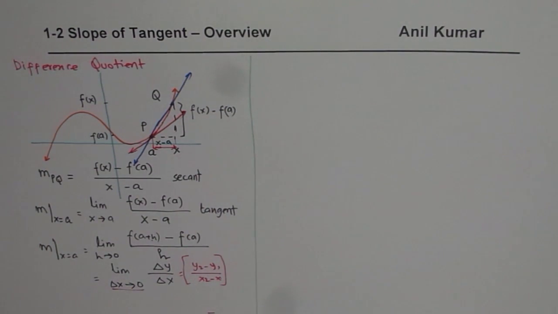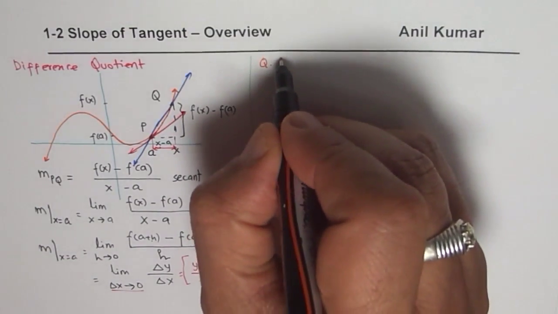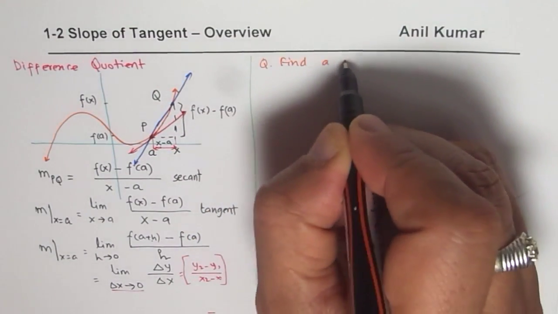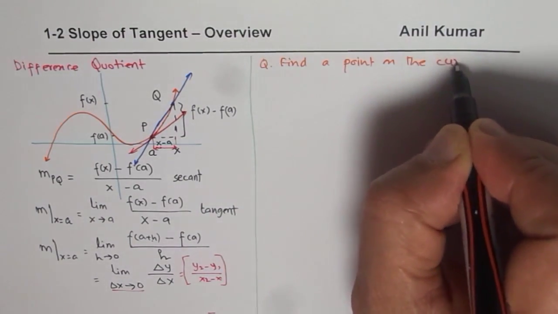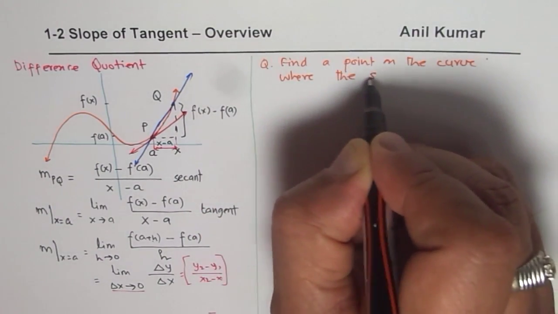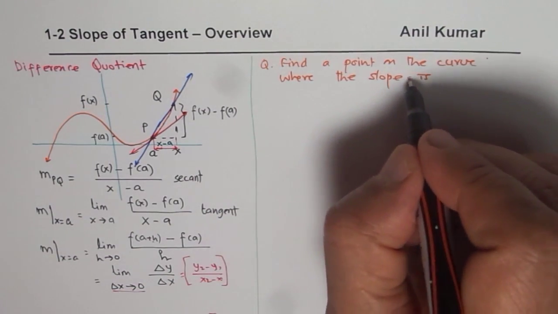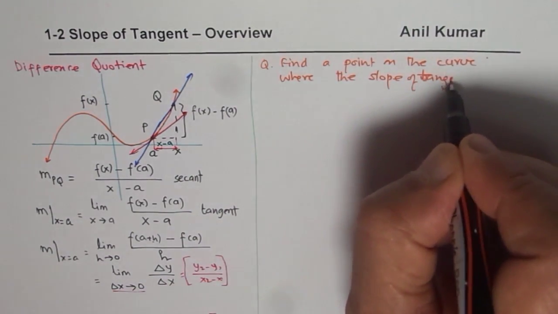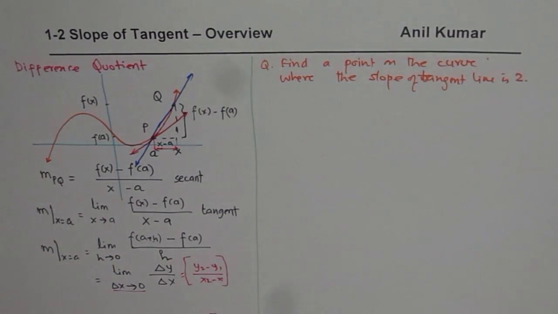At times you might get a question which says find a point on the curve. Let me write down the question here for you. We have to find a point on the curve where the slope of the tangent line is 2, let's say. So we have to find a point on the curve where the slope of the tangent line is 2.